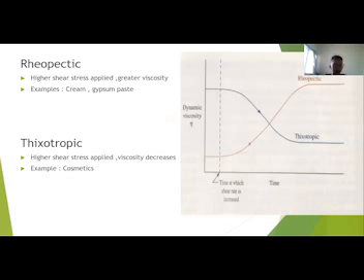Rheopectic and thixotropic fluids are time-dependent fluids. For rheopectic fluid, the higher the stress applied, the greater the viscosity. Examples are cream and gypsum paste. For thixotropic fluid, the higher the stress applied, the lower the viscosity. Examples are cosmetics.